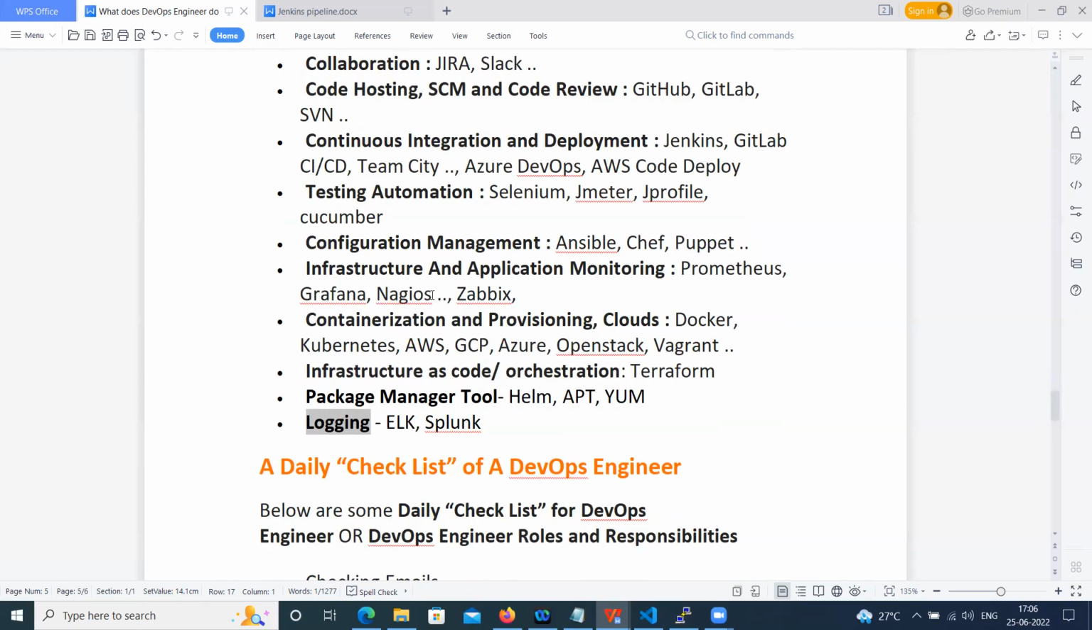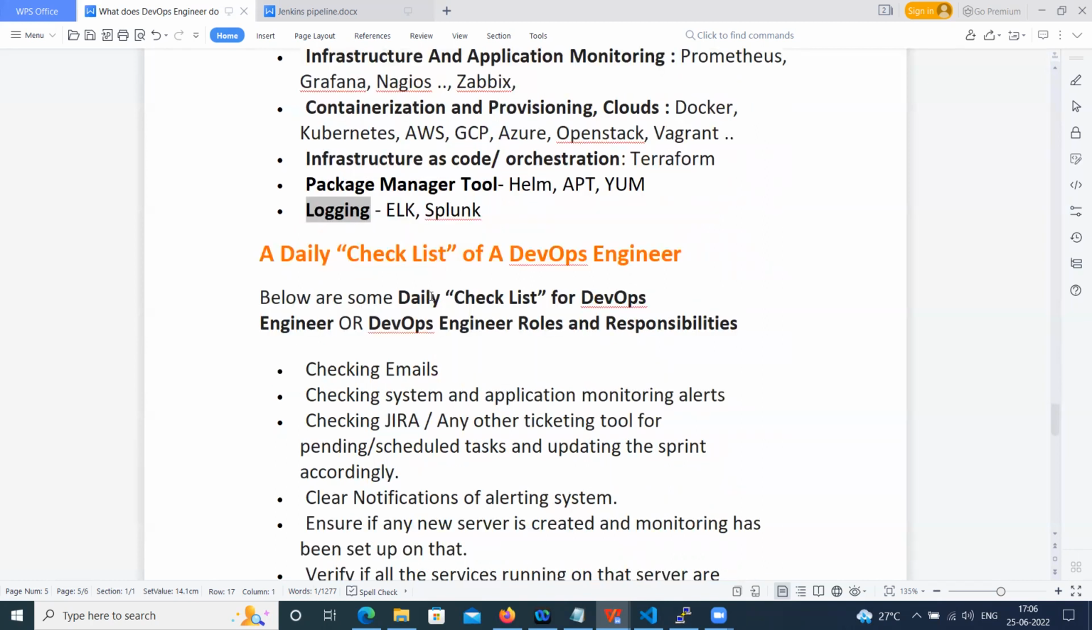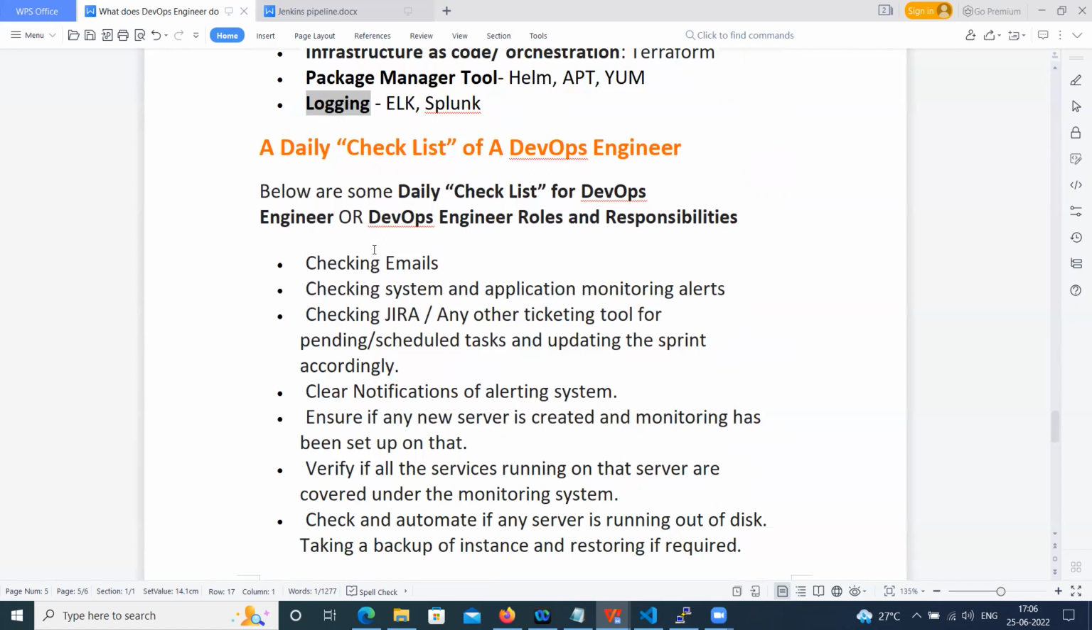Then what are the daily tasks? In an interview, the interviewer might ask what your daily task is as a DevOps engineer. These are the daily tasks of a DevOps engineer, or you can say DevOps engineer roles and responsibilities. Checking email, checking system and application monitoring alerts, checking Jira and any other ticketing tool for pending scheduled tasks, and updating the sprint accordingly.